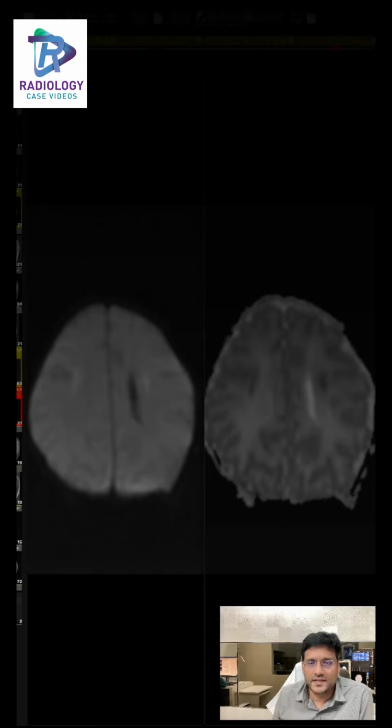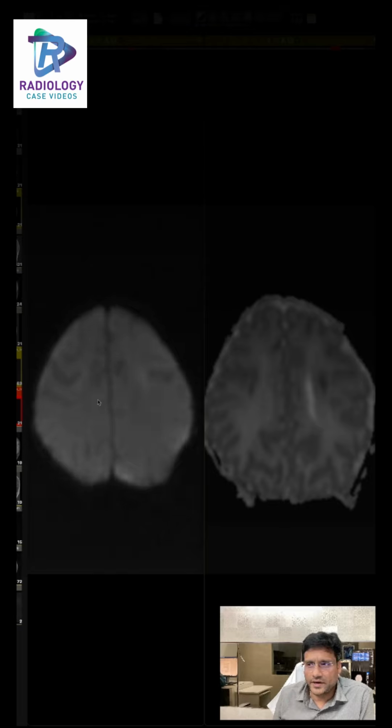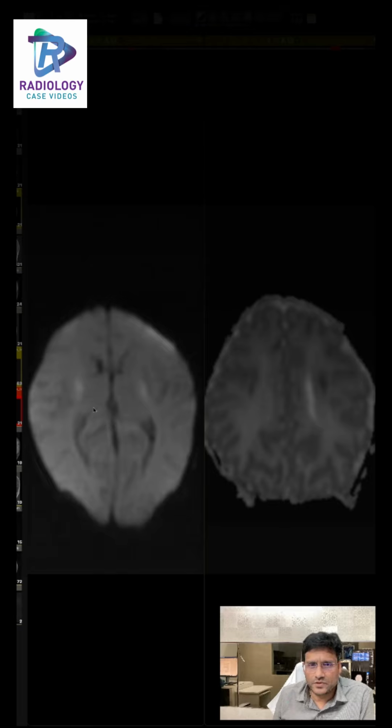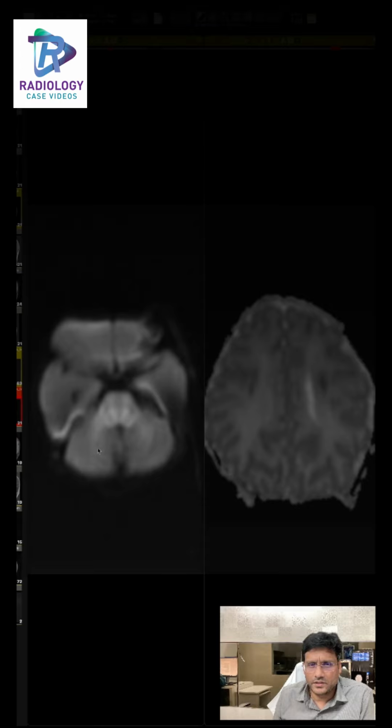Hello, let's discuss an interesting case today where a characteristic diffusion restriction pattern helped us in clinching the diagnosis of this case. In this case, you can see that there is diffusion restriction along the corticospinal tract, perirolandic white matter, then in the posterior limbs of internal capsule, midbrain, pons, then dentate nucleus, cerebellar white matter. All these areas are affected.